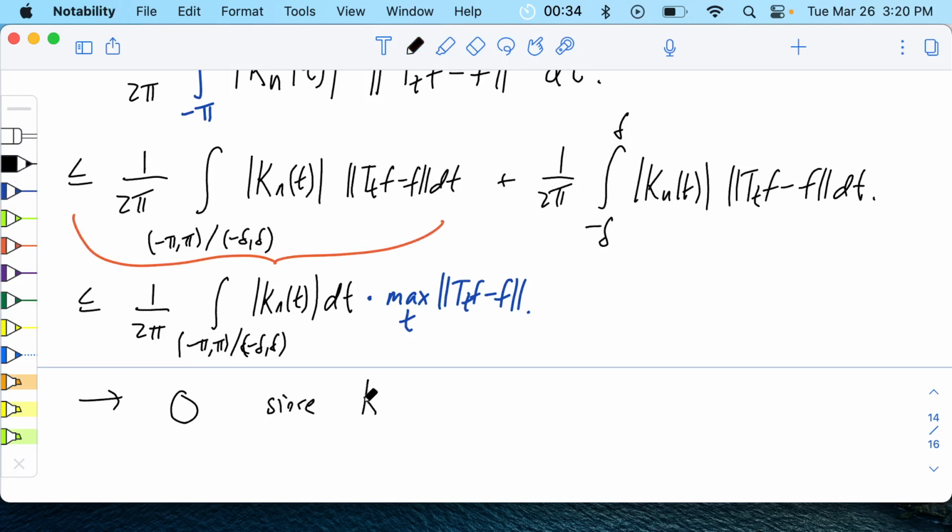Since kappa n is a summability kernel, this is property 3 of the summability kernels, that they go to 0 on the interval minus delta to delta for any delta. Yeah?